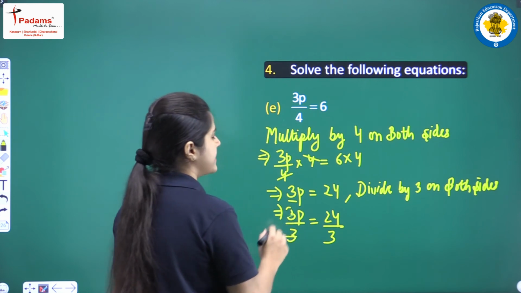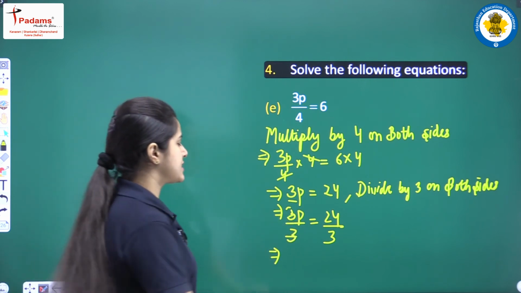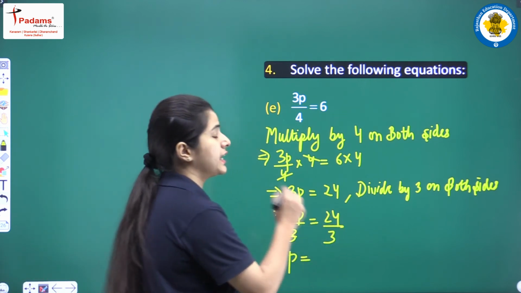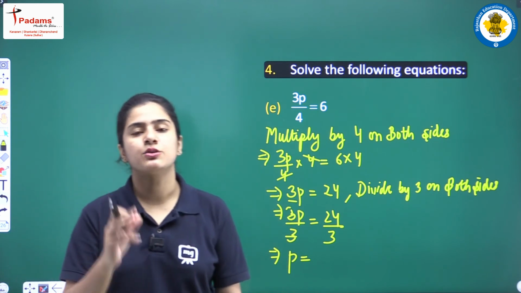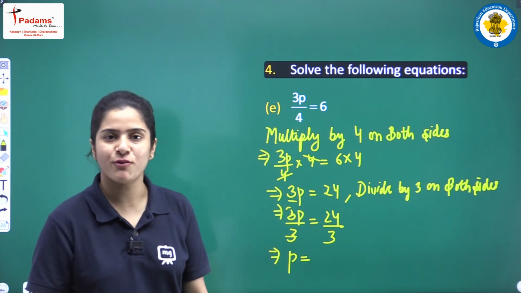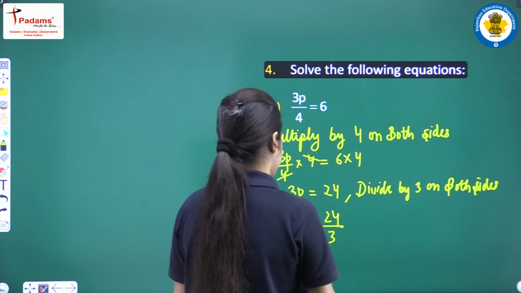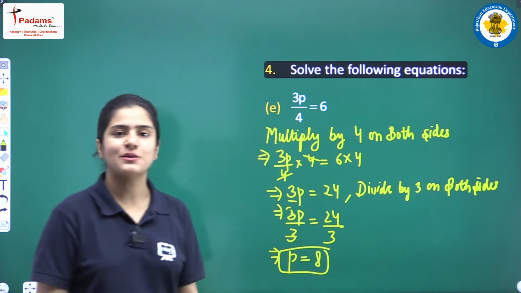3 and 3 will be cancelled out, students. So this is p. P is equals to 24 upon 3. 3 into 8 is equals to 24, students. So the answer is 8. P is equals to 8, students.